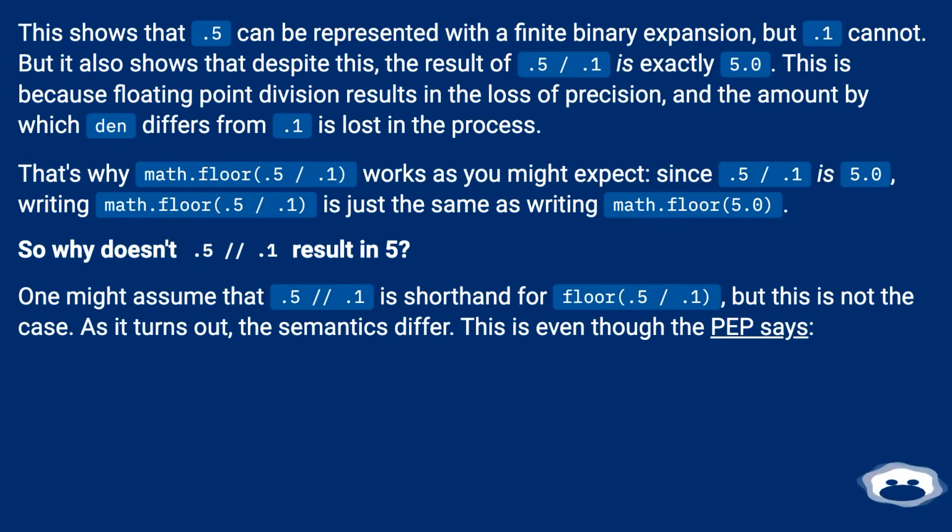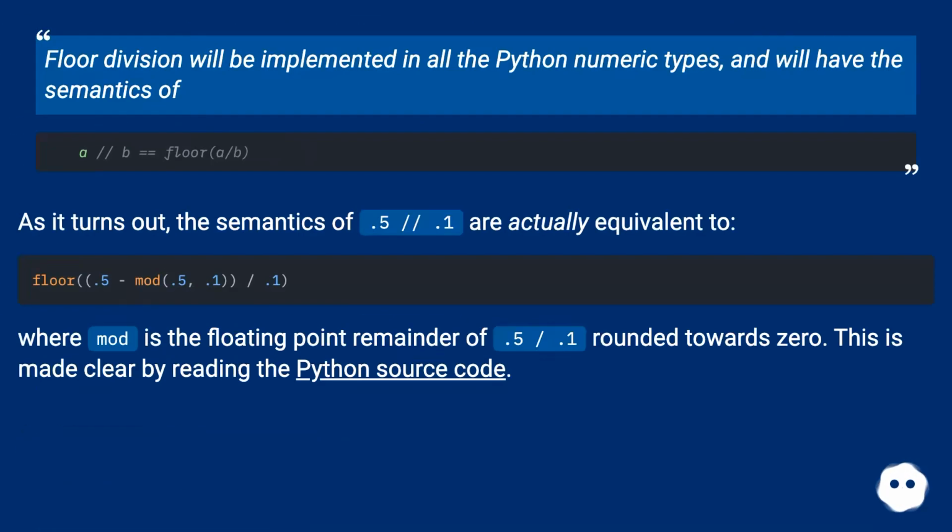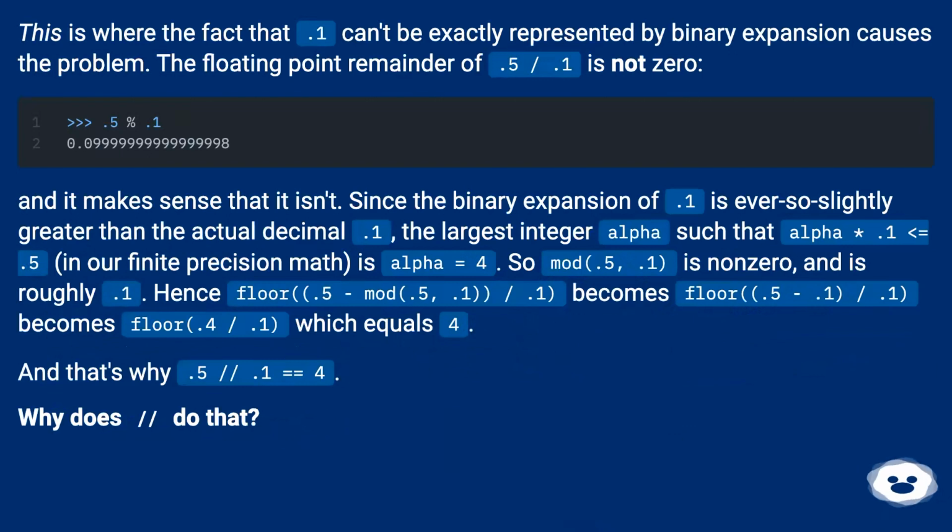This is even though the PEP says floor division will be implemented in all the Python numeric types, and will have the semantics of floor(x/y). As it turns out, the semantics of .5//.1 are actually equivalent to floor((.5 - mod(.5, .1))/.1), where mod is the floating point remainder of .5/.1 rounded towards 0. This is made clear by reading the Python source code. This is where the fact that .1 can't be exactly represented by binary expansion causes the problem. The floating point remainder of .5/.1 is not 0. And it makes sense that it isn't.